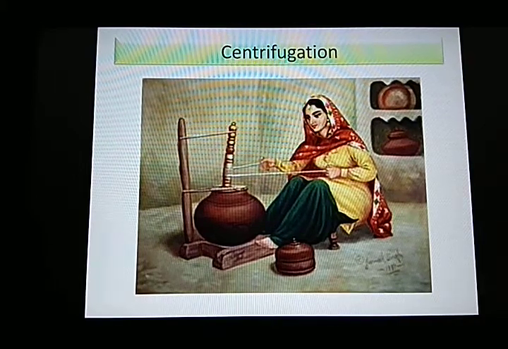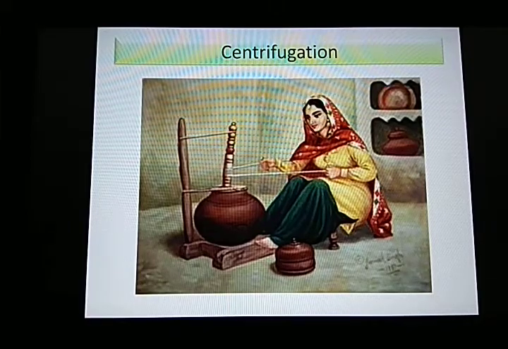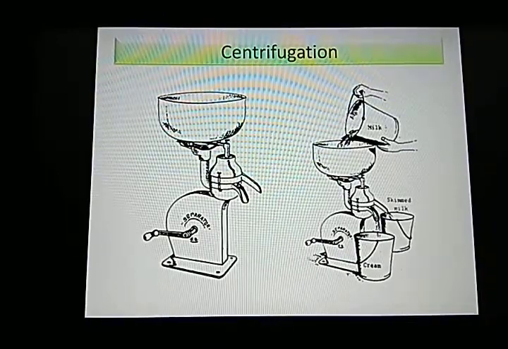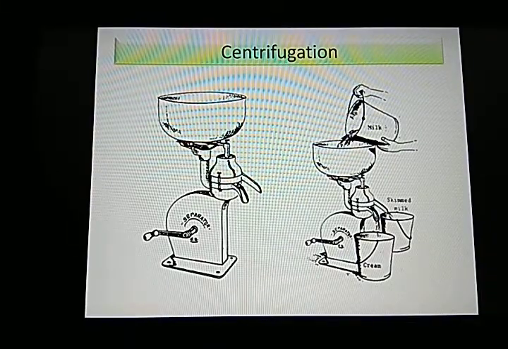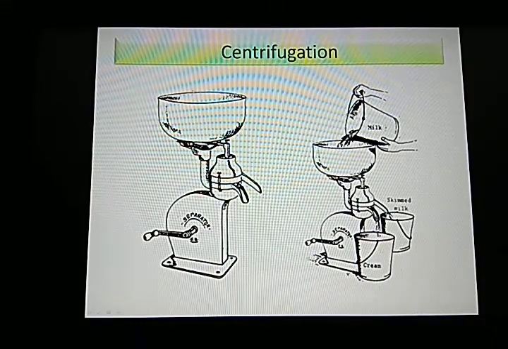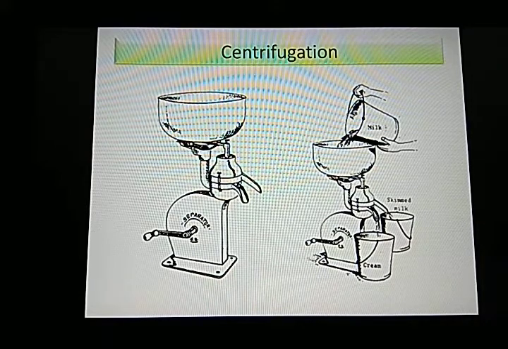Since this is a handmade tool, later on some modification was carried out and this machine has been invented. This is a centrifugal machine, although here, as you can see, there is a handle, just like the pedal of a cycle. We can rotate it with our hands. As you can see, the milk is on the right hand side of the figure. The milk has been poured, and there are two buckets. On one side the skim milk is coming out, and on the other side the cream is coming out.